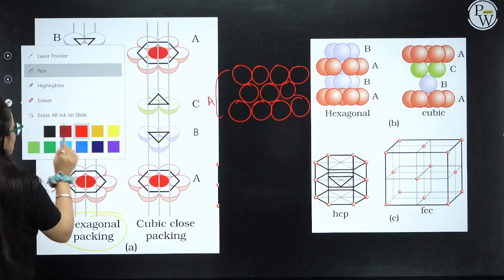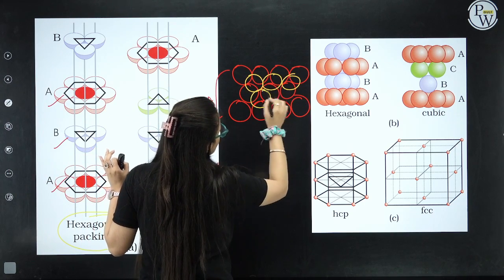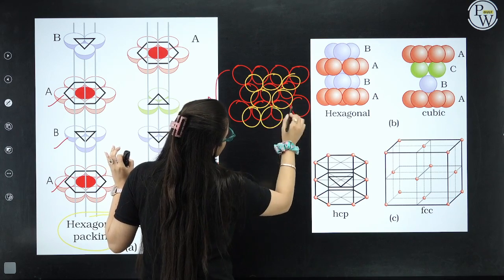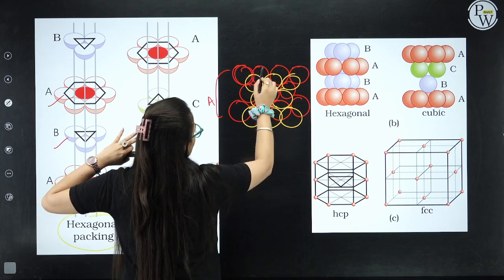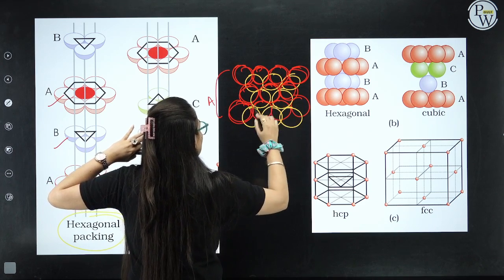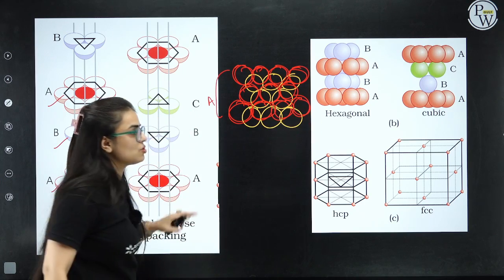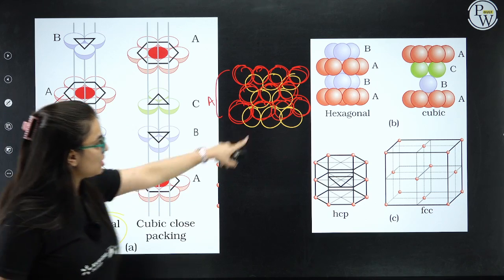Okay, now let us talk about the B layer. See, B layer will be put on the voids like this. Now again, when you are placing the next layer, it will be same as A layer only. Same. Just same as A. Atoms will be placed just same as A. So this is AB pattern, which is hexagonal close packing. It looks like this. It basically looks like this.